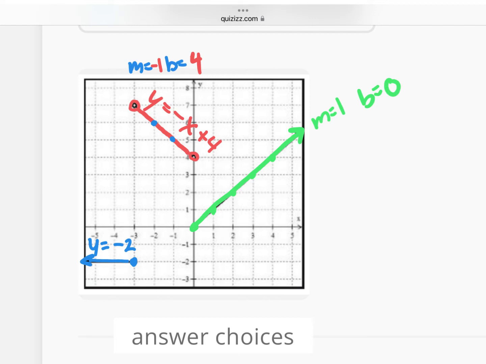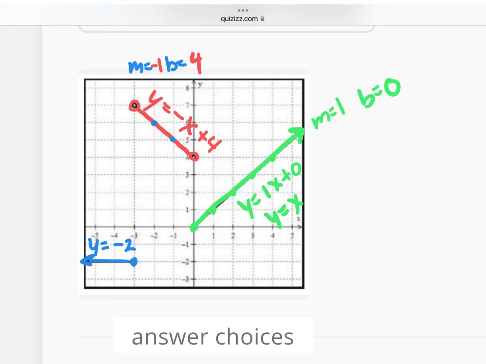So it crosses the y-axis at 0. So what is this green line? What is the equation of this green line? It's y equals 1x plus 0. Now, you don't even need to write the 1, and you most definitely don't need to write the 0. You could just write it as y equals x, okay?